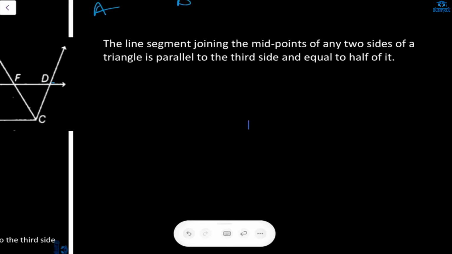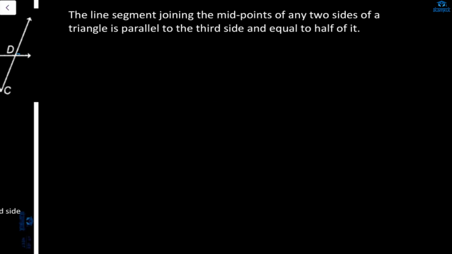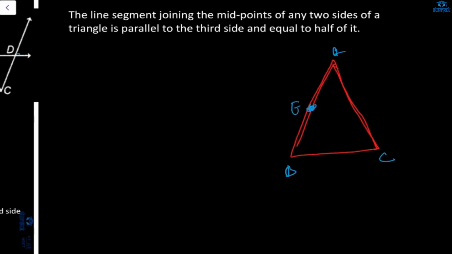So what does the midpoint theorem say? A line segment joining the midpoints of any two sides of a triangle is parallel to the third side and equal to half of it. That means, suppose this is a triangle. First, let me write A, B, C. This is E, the midpoint of AB, and this is F, which is the midpoint of AC.